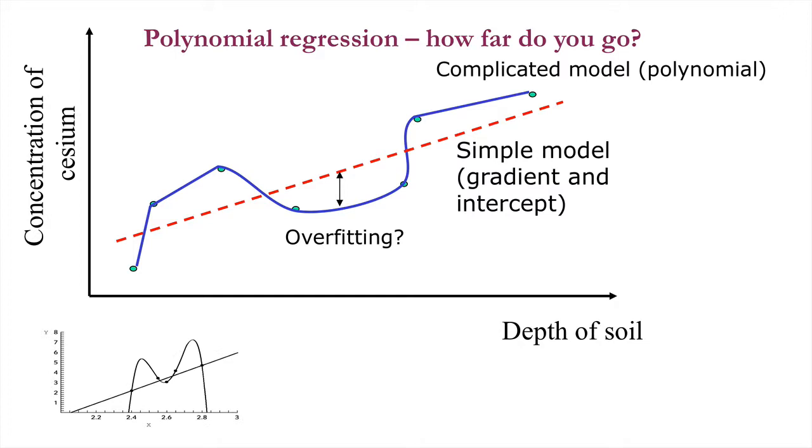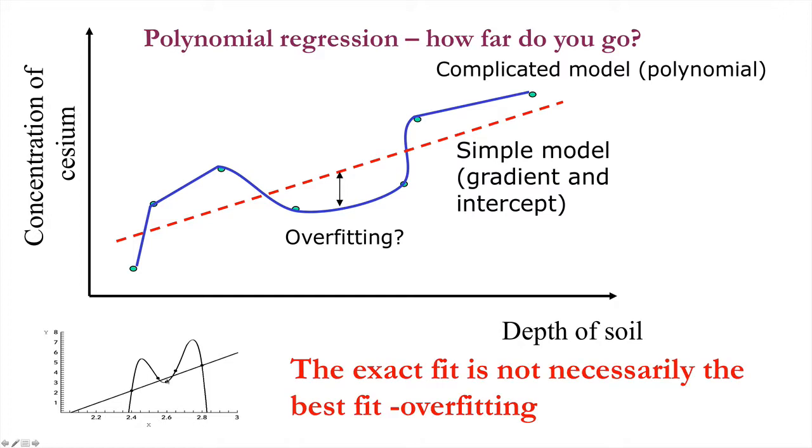For example, we might fit a high order polynomial to this type of graph here. Of course, we're explaining much of the relationship, but in overreaching ourselves, we are trying to explain the noise as well as the signal. So the exact fit is not necessarily the best fit, because in overfitting our model, we are actually losing predictive power rather than gaining it. The most predictive power will arise when we can capture the essence of the relationship without explaining the noise in that relationship.